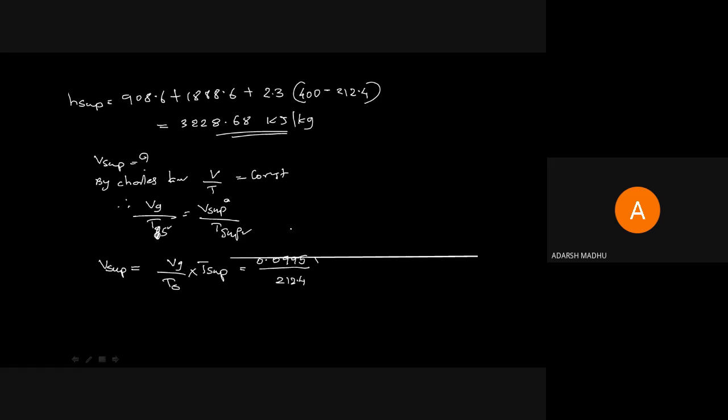Kelvin scale. 212 plus 273, into T superheat. T superheat is 400 plus 273, 673 Kelvin. You will get the value of V superheat in meter cube per kilogram.